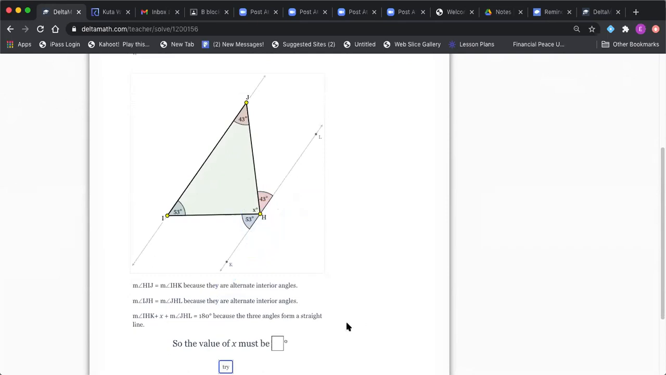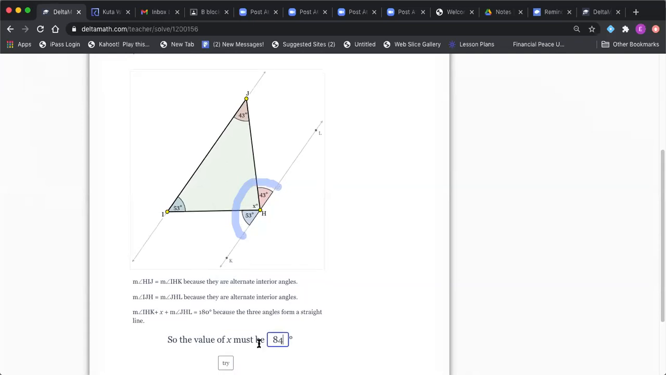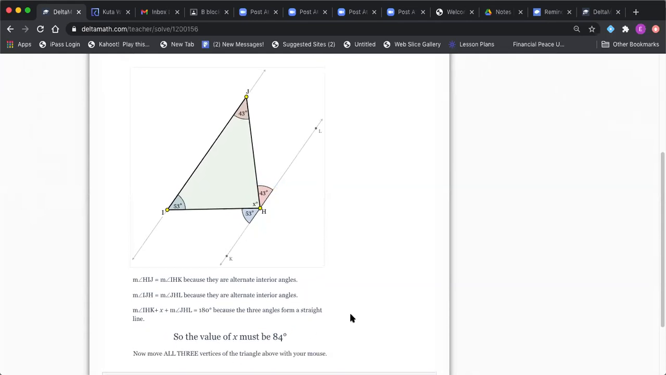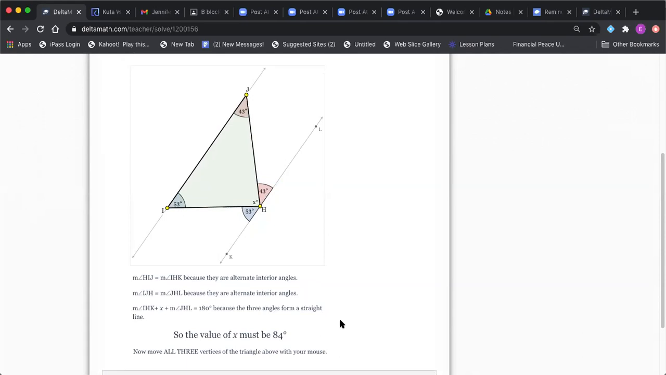Oh, now they just want the value of X. So if I know that these three angles add up to 180, I should be able to figure out what X is. Let's see, 43 and 53 is 96. Take that away from 180 and you get 84. So the angle X must be 84 degrees. Let's try it. Okay, they didn't do anything cool, but now what they want me to do is change the triangle.